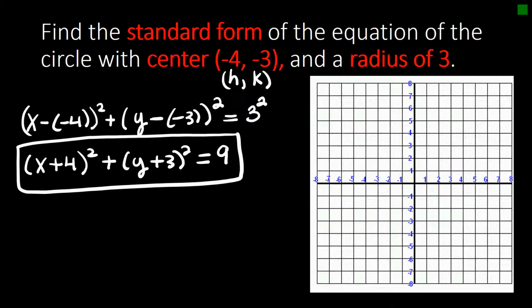And let's graph this circle. So we have (-4, -3), which is here. We have a radius of 3, so let's go up from this point 3 units. Let's go down 3 units. Let's go to the right 3 units. Let's go to the left 3 units. And let's sketch our circle.